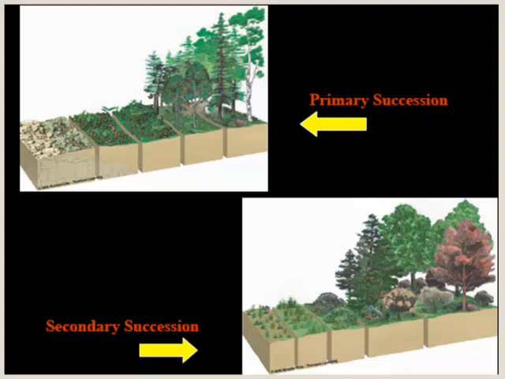Down in secondary succession, we already have dirt established, so we're going to just start right away with getting those small bushes, the small organisms, and then we're gradually going to work our way up once again to a climax community.